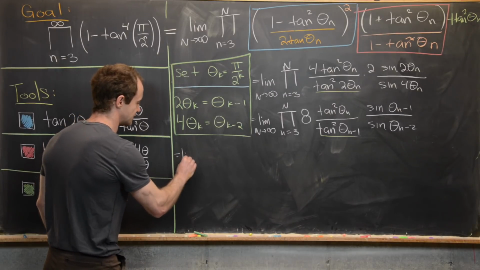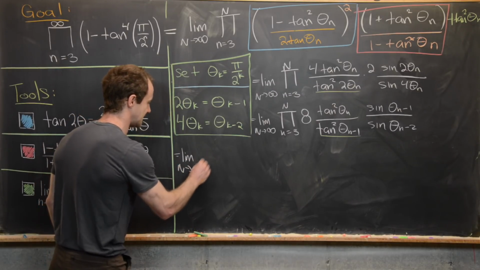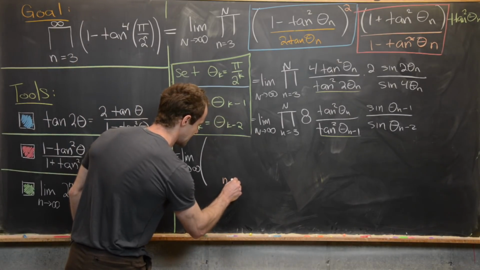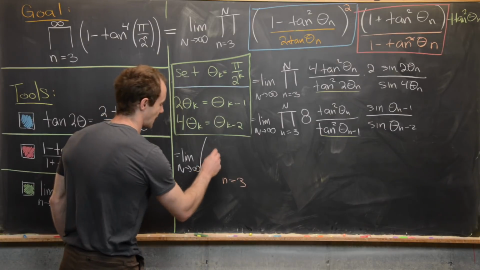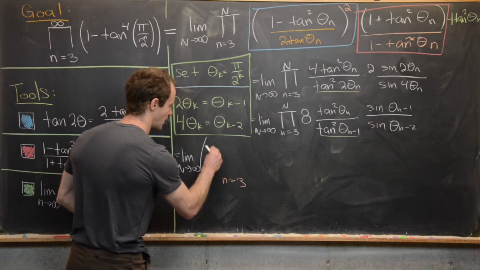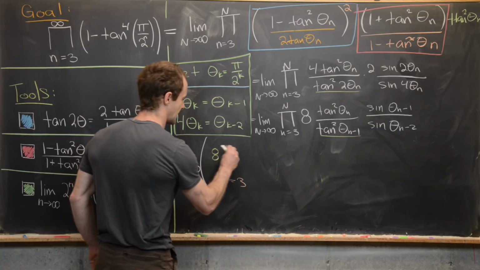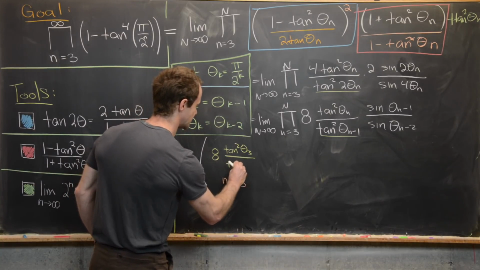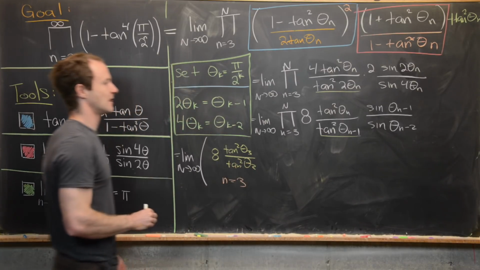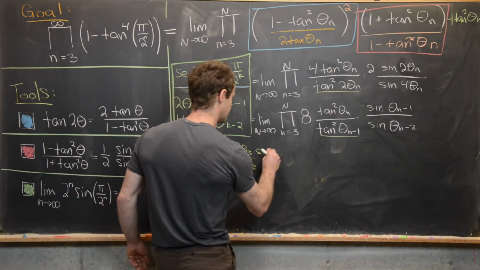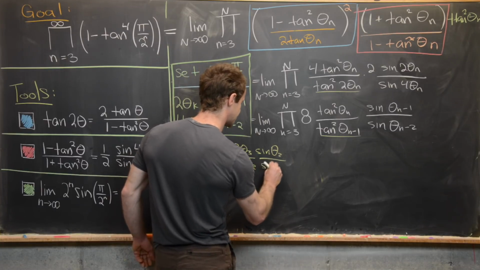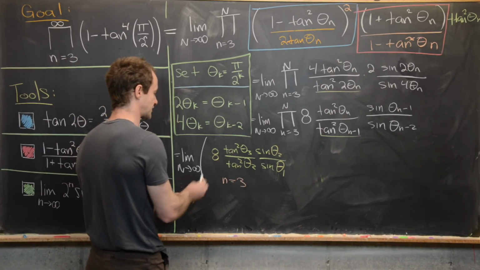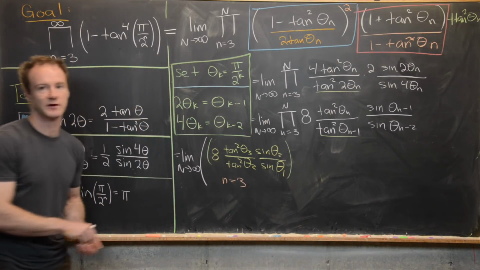So this is going to be equal to the limit. This capital N is tending towards infinity. Now let's see the first term. So that's my n equals 3 term. So I have an 8. So 8 is going to be part of all of the terms. So I've got 8, and then I have tangent squared theta 3 over tangent squared theta 2. And then I have sine theta 2 over sine theta 1. Good. So like I said, that is my n equals 3 term. In other words, the first term of this product.